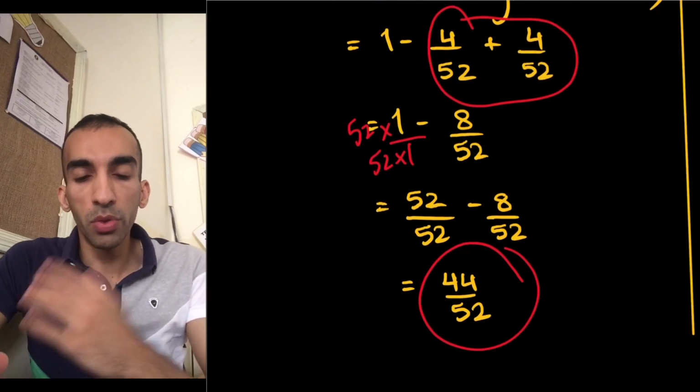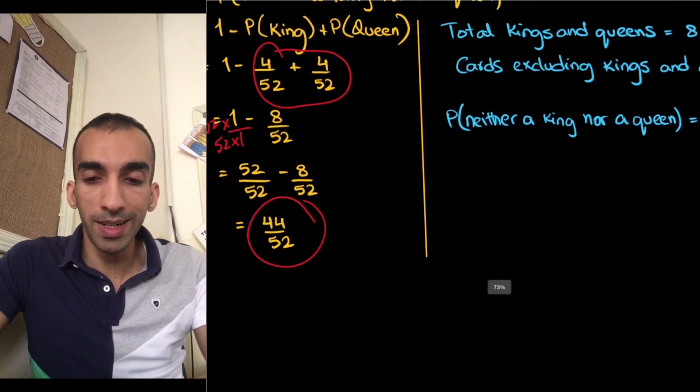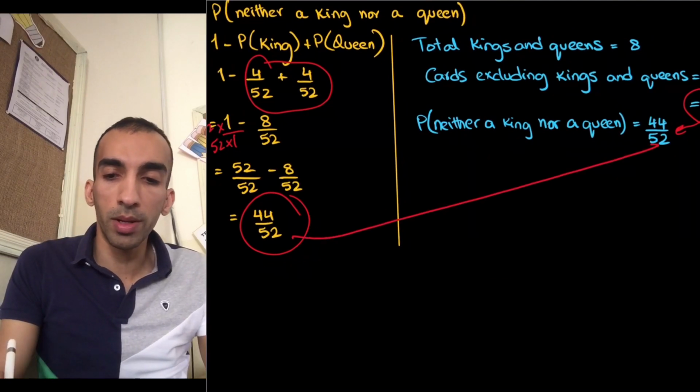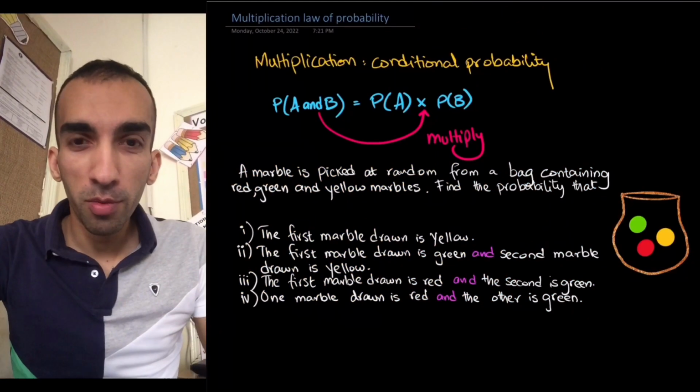52 minus 8 over 52, that gives us 44 over 52. If you notice, that is the exact same answer that we got over here. That is the addition law of probability for you all. Multiplication law of probability, what does it state?